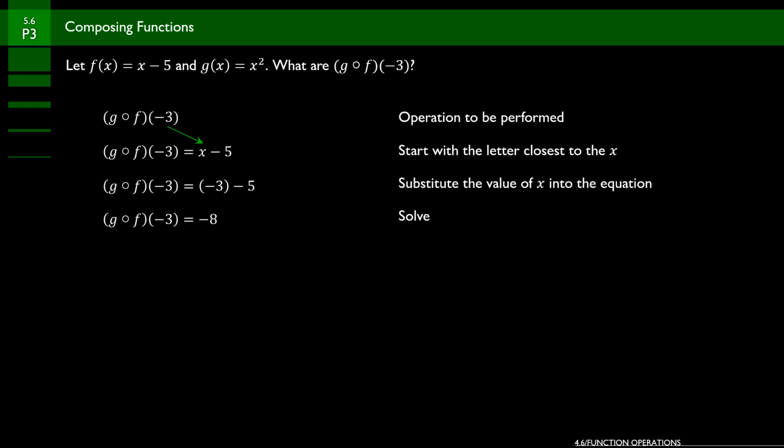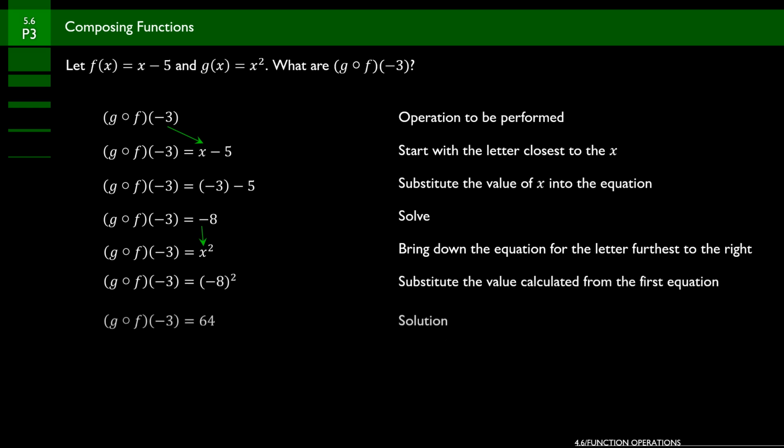Now we need to find out what g of f is. So we're going to go back to g of f of negative 3, but this time we're going to work with g. We're going to put g of x onto the right side of our equation, and that's x squared. Now, instead of placing negative 3 in for x, we're going to place in negative 8 for x, which was our solution to f of negative 3. So we get negative 8 squared. Negative 8 squared is 64. That is going to be the solution to g of f of negative 3.